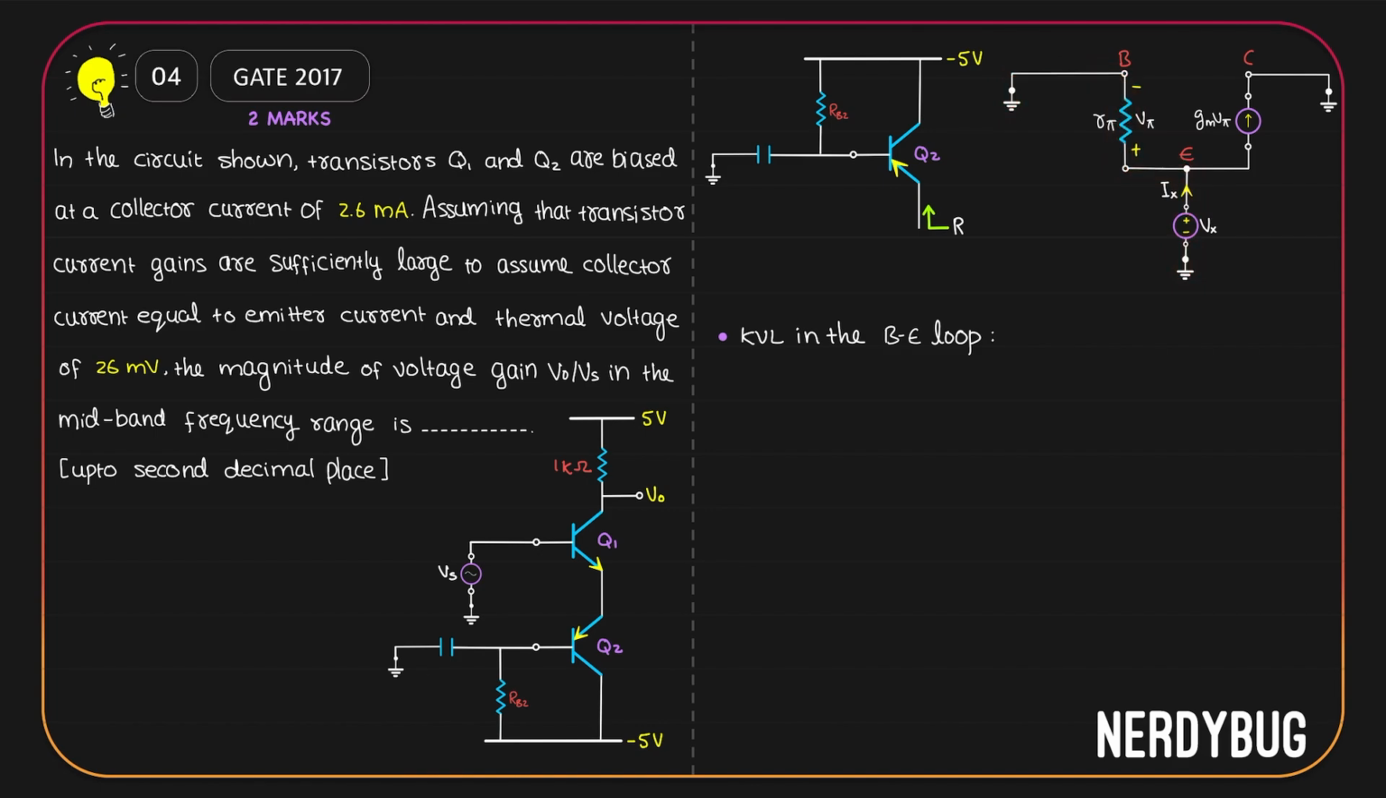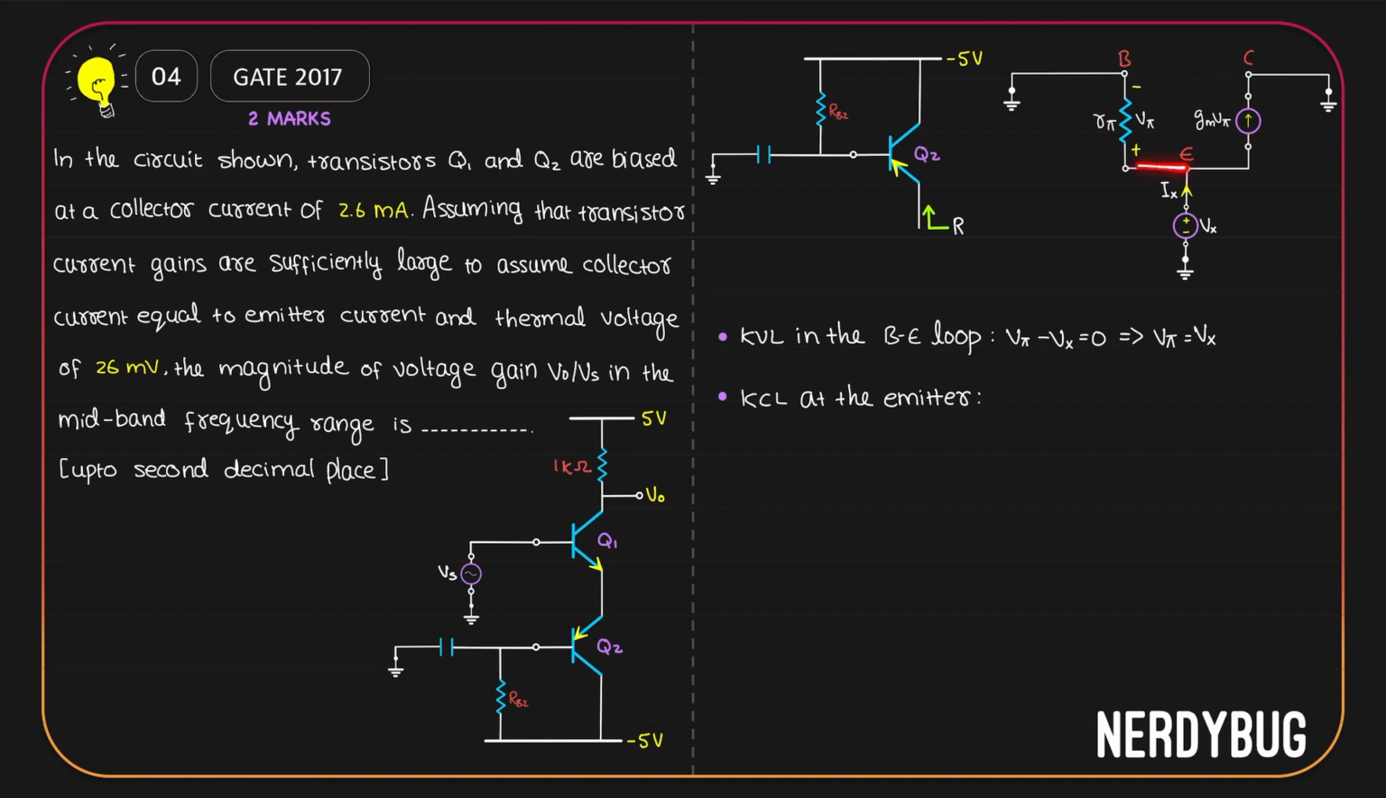So I can write Vpi minus Vx is equal to 0, or Vpi is equal to Vx. Now let us apply Kirchhoff's current law at the emitter node. We have three currents. Ix is flowing into the node. GmVpi is flowing out of the node.